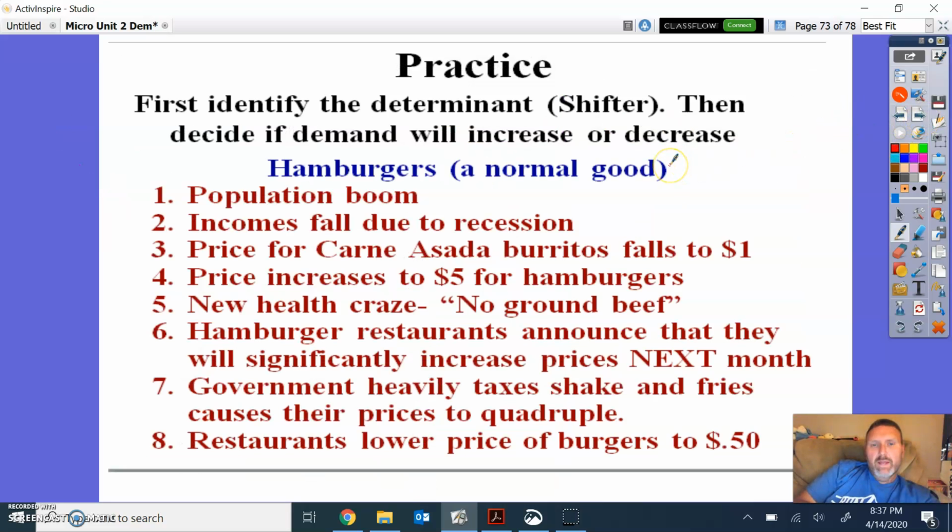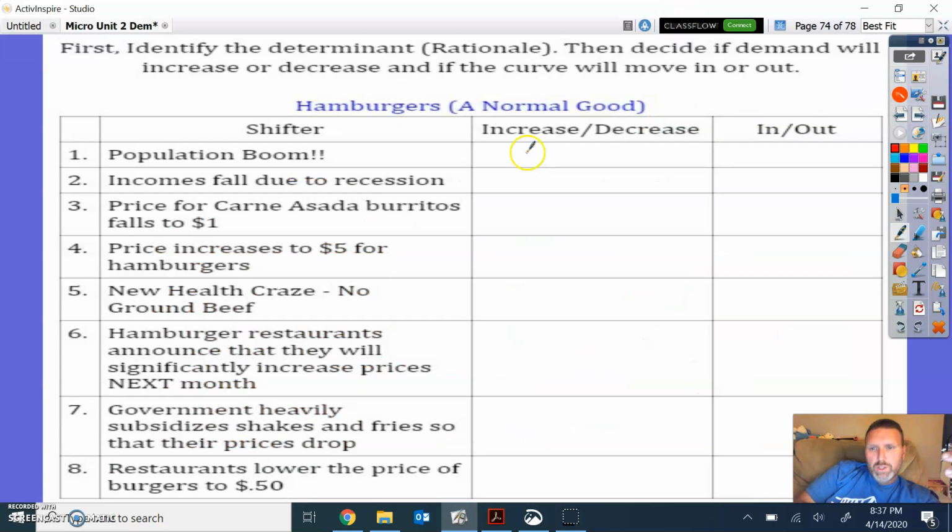Okay? So the second thing we want to do is a little bit of practice here with regard to burgers. And we have 2 practice problems here. So I'm going to show you what I want you to do, and then we're going to go on. We don't need to draw anything right now, but what I want to see is increase or decrease, and then is it going to move the curve in or out?